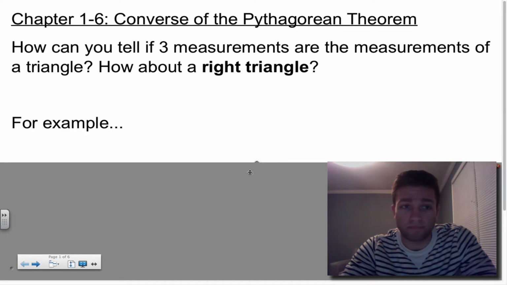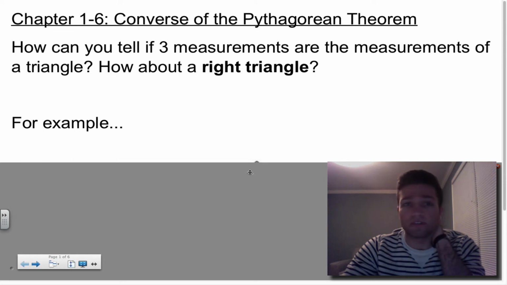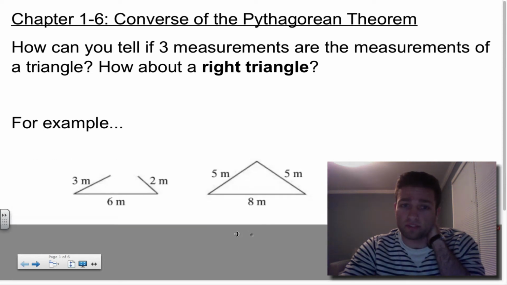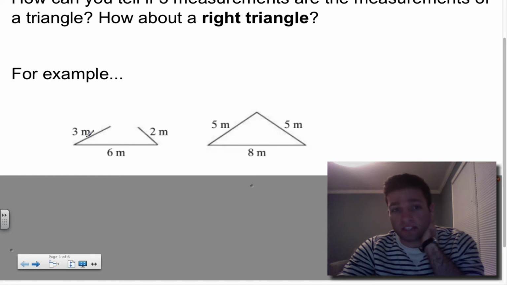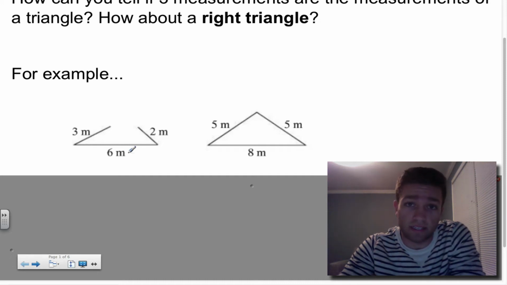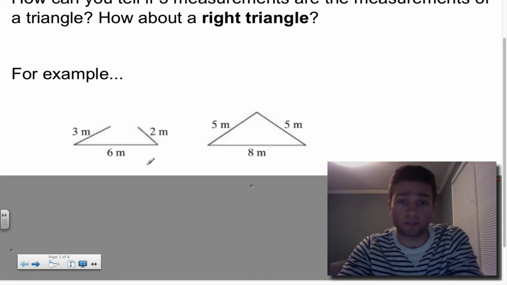So let's get started. For the first thing, how can you tell if three measurements are the measurements of a triangle? Well, not all measurements are the measurements of a triangle. You can kind of see in this little sketch right here. If I gave you the sides 3, 2, and 6, sounds good. I've got three numbers. A triangle has three sides. I guess it makes a triangle. But as you can see, the sides aren't going to connect with those measurements. That's not going to work. They're not going to form a triangle.